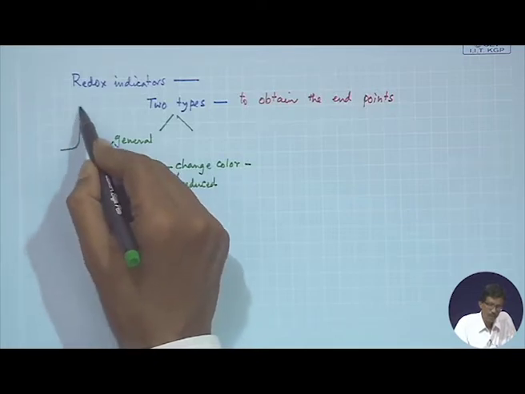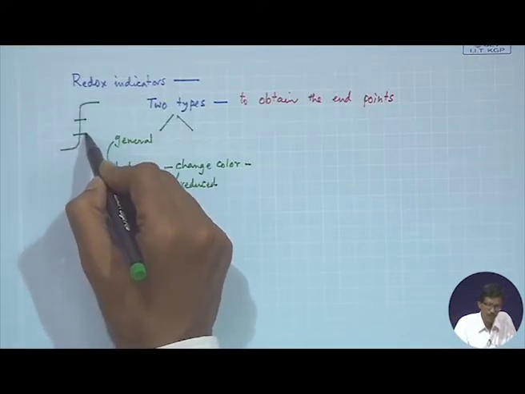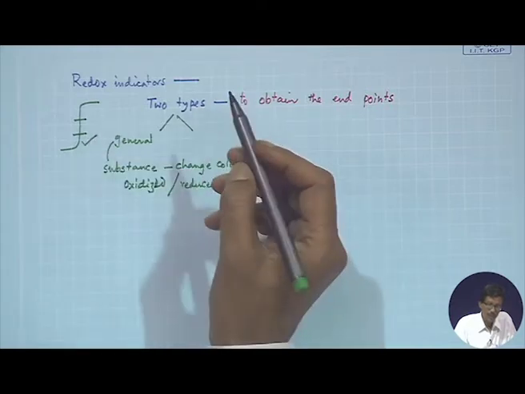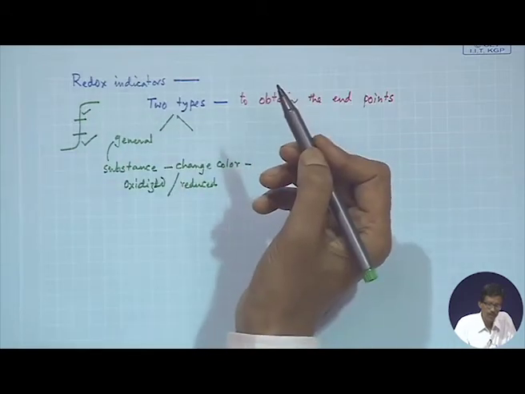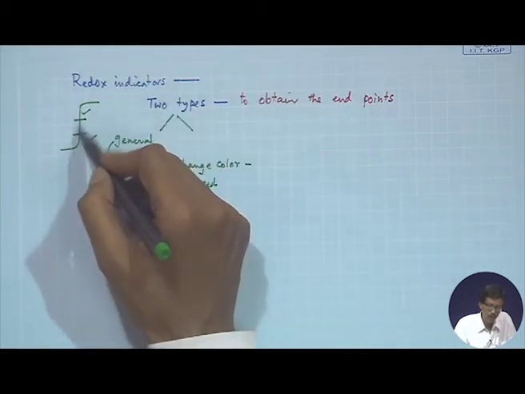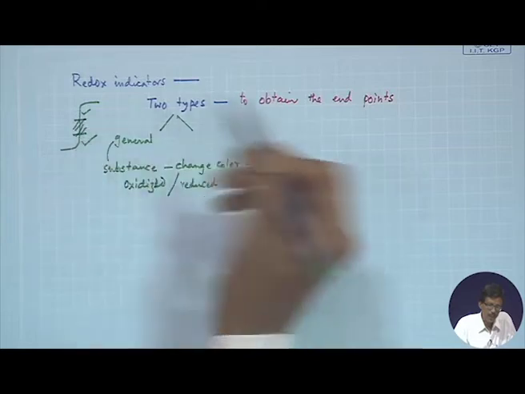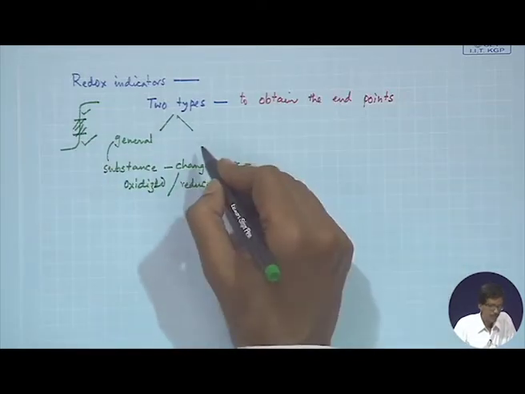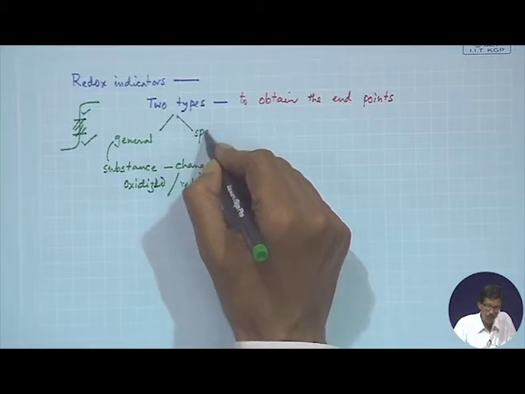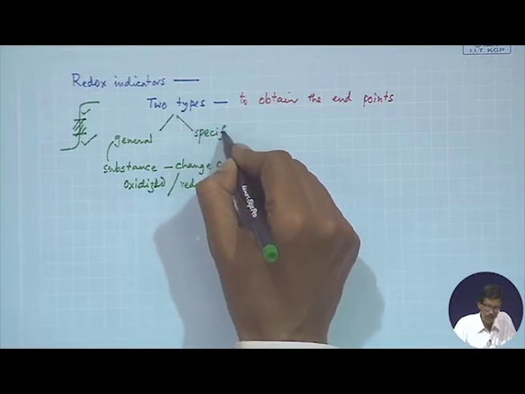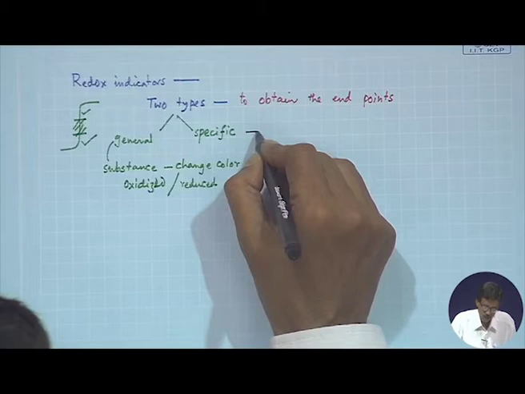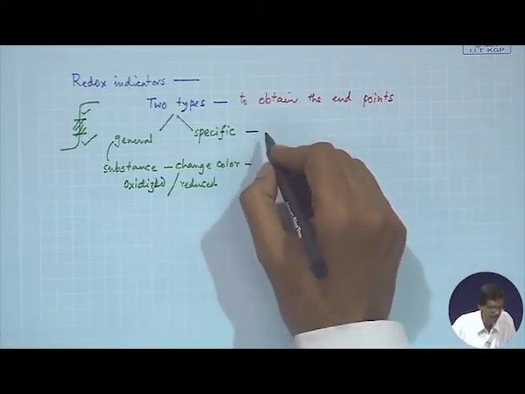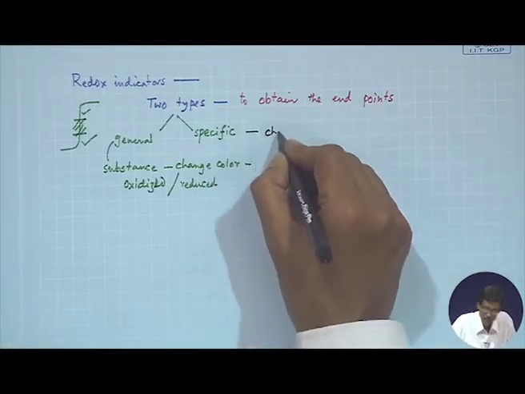So, when you have this corresponding change, we get a corresponding band. At this particular point you have the corresponding reduced color, and at this particular point you have the corresponding oxidized form, and we all know that we get the corresponding window for its color change. But for the one which can be termed as the specific redox indicator, that specific redox indicator depends on the changes in the electrode potential.